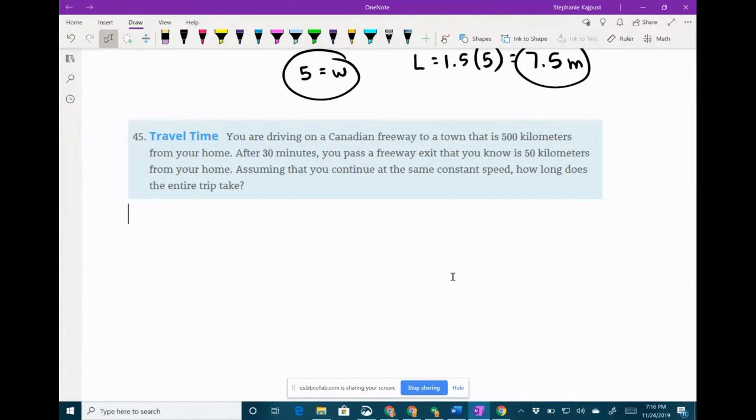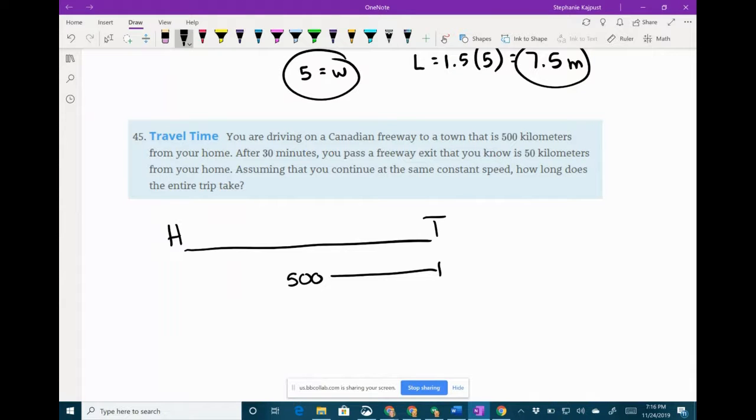So for problems like these, I like to draw pictures. So we're going to assume our road is straight. And so we've got home and town. And the town is 500 kilometers away. So this distance here is 500.